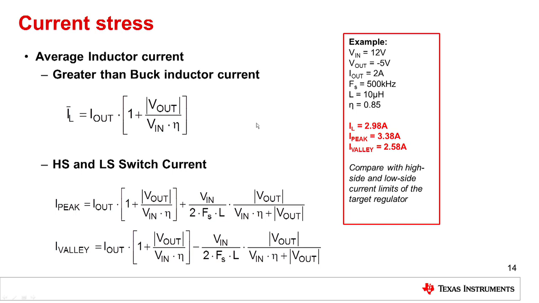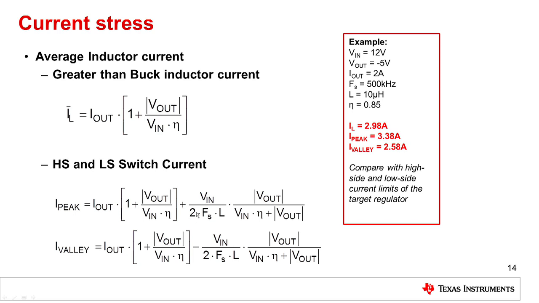Let's look at the current stresses now. Again, if you go through the careful analysis, what you will find is that the average inductor current in this equation here is equal to the output current times a correction factor, 1 plus Vout over Vin, divided by the efficiency. For a buck regulator, the average inductor current is only the output current. So you can see that this term is always going to be greater than 1. Therefore, when you use a buck regulator as a buck boost, the average inductor current will always be greater than the output current, and it'll always be greater than an equivalent buck.